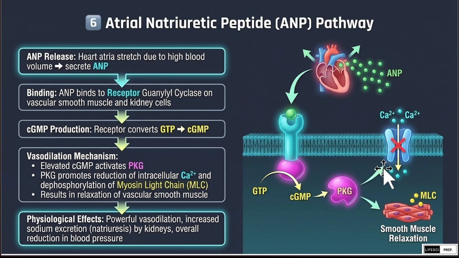During the activation, acting on calcium channel, it stops the calcium from traveling inside the cell, and dephosphorylation of MLC, that is myosin light chain, results in relaxation of vascular smooth muscles. Due to this, the physiological effect causes powerful vasodilation, increased sodium excretion by kidney, and overall reduction in the blood pressure.